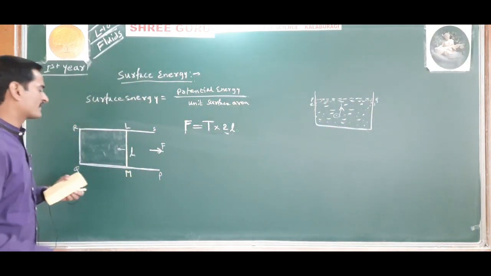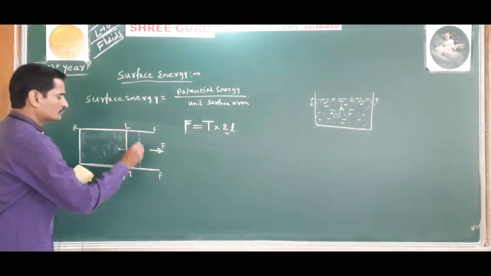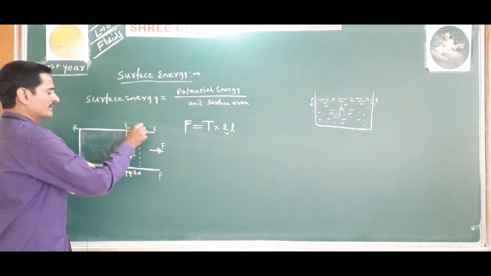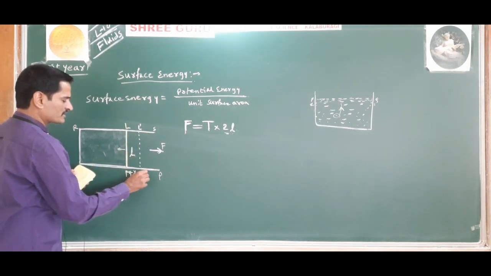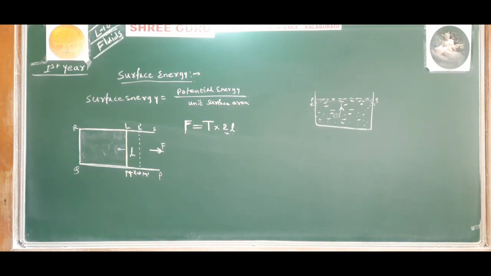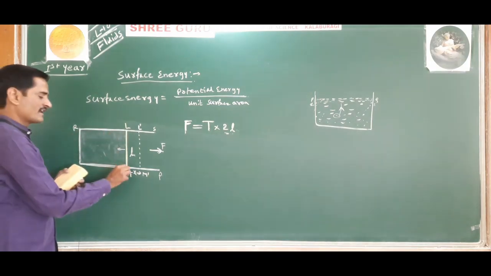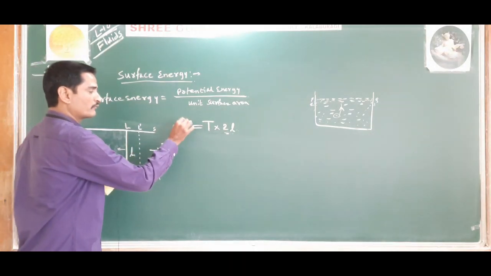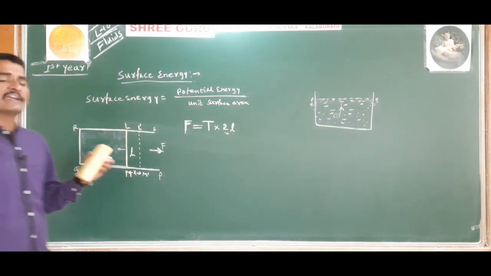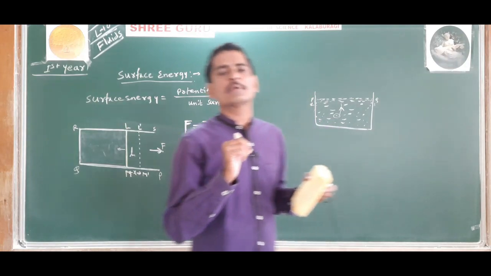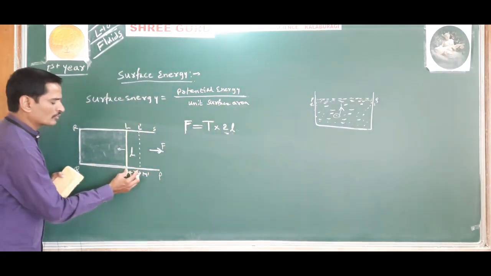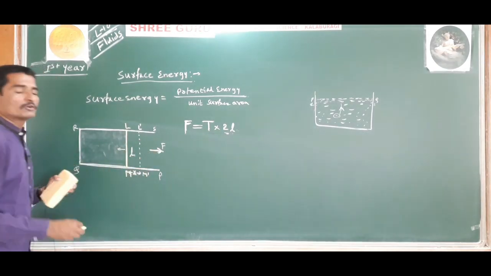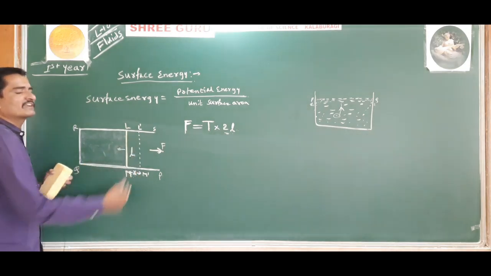Or let us consider that the side LM is moved through a distance x, without any velocity, without any acceleration, to a new position L dash M dash. The side LM, on which we apply an external force F equivalent to the force exerted by the surface tension, will remain static. Now the side LM is moved through a small distance x without acceleration, that means without changing the temperature.